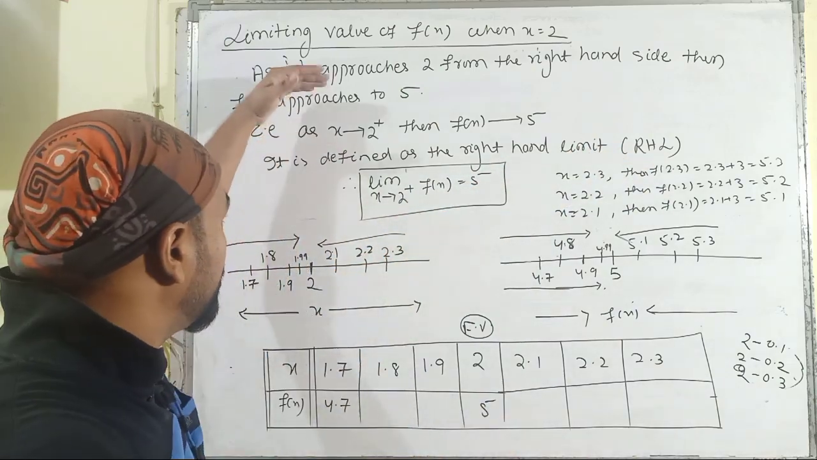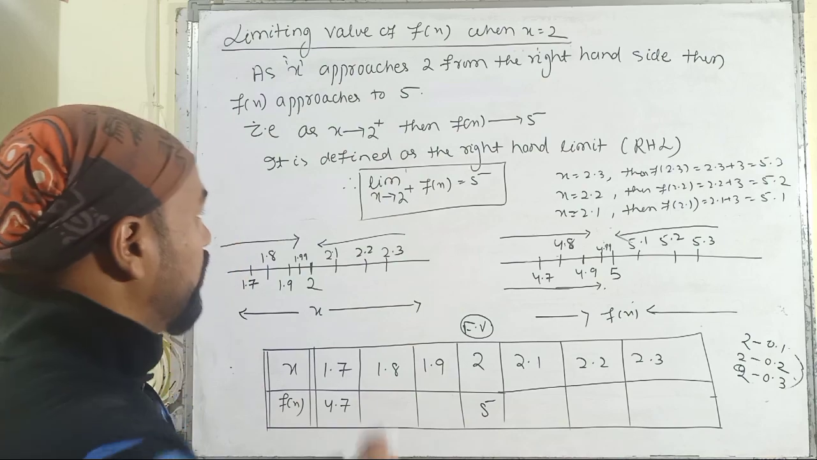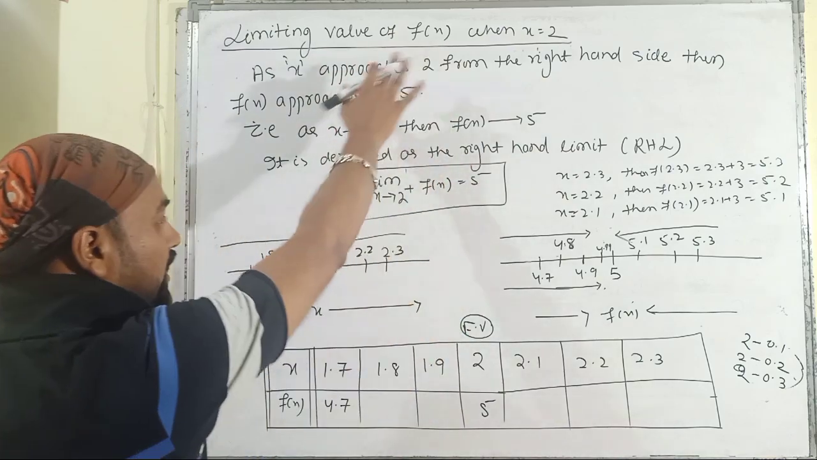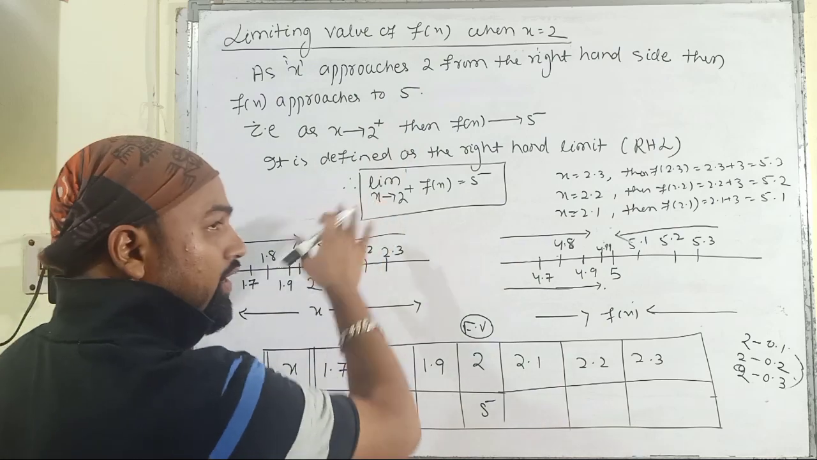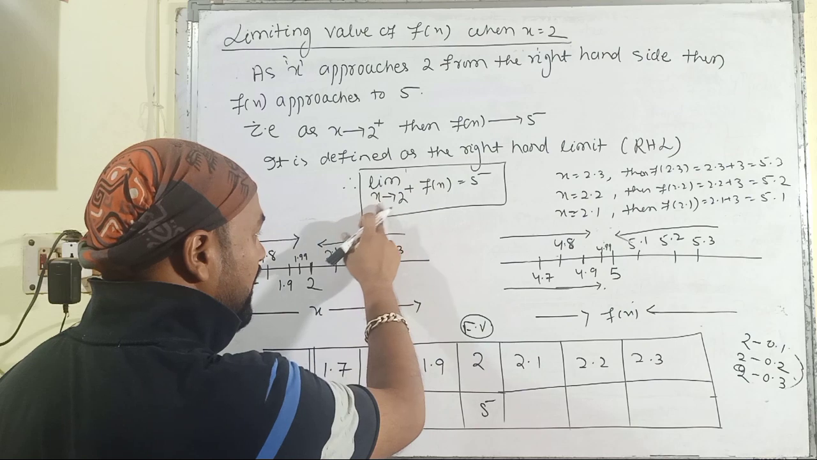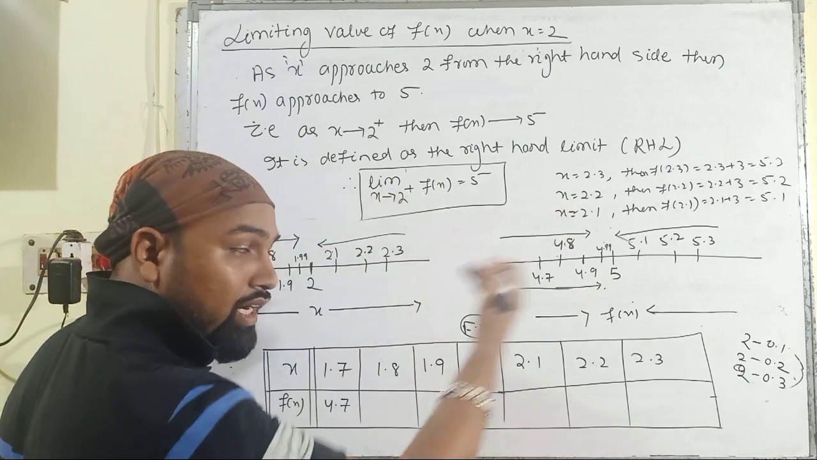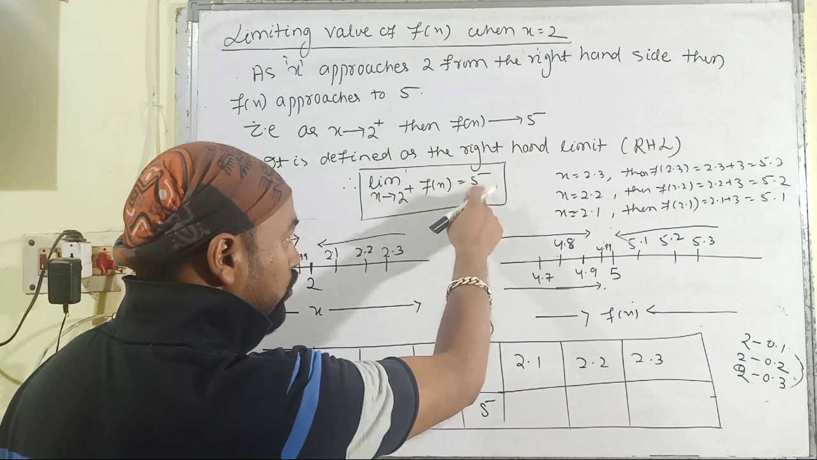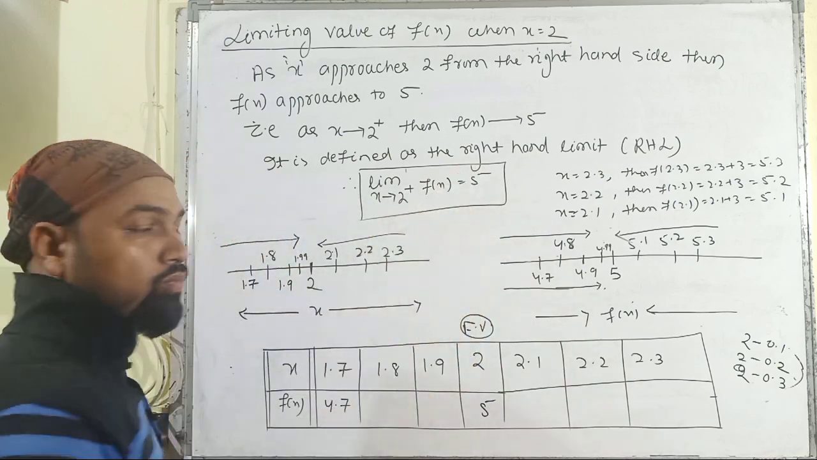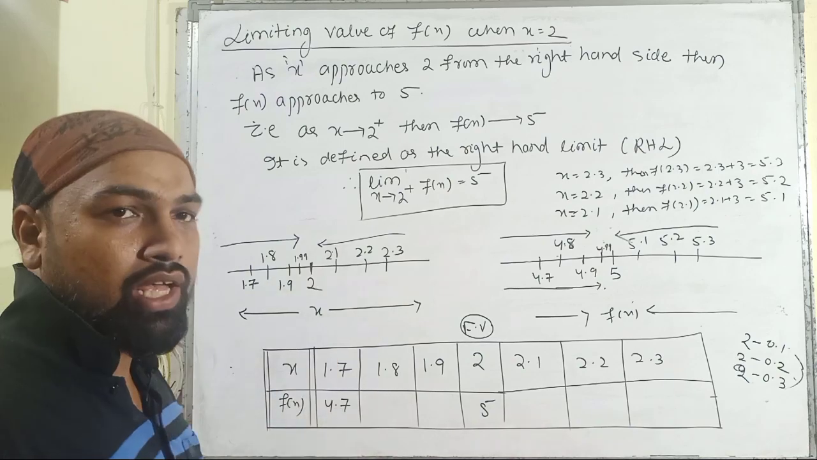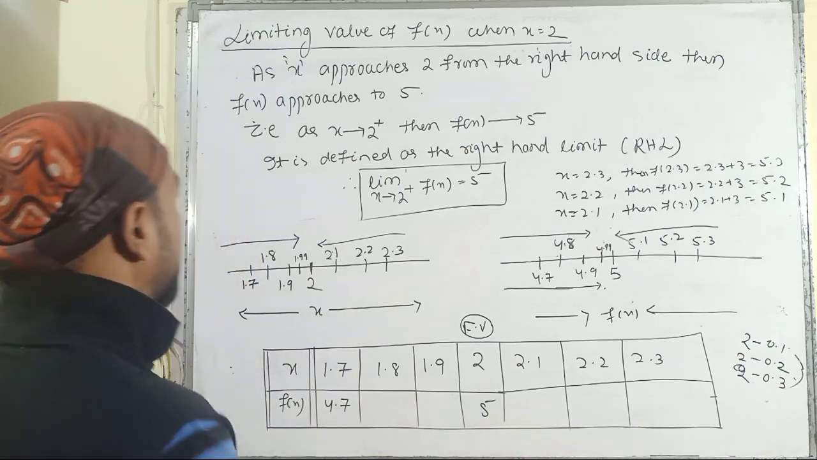Due to this right hand limit, we can denote this whole expression in mathematical short form: the limiting value of f of x when x tends to 2 from the right hand side, then the value of f of x gets closer to, or approaches, 5 from the right hand side. So what conclusions are we getting here? Let us see.